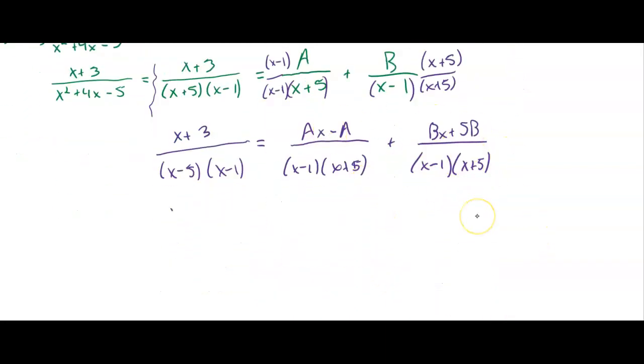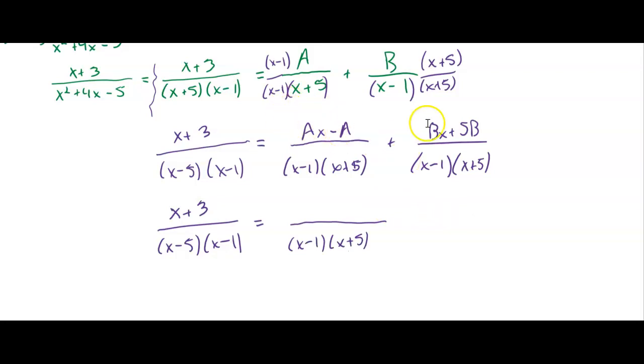The left side is going to stay the same, x plus 3 over x minus 5 times x minus 1 equals, all right, so what do I have? I've got x minus 1 times x minus 5, or sorry, plus 5. And then look, I've got ax plus bx. I'm going to write it in that order. And then I've got minus a plus 5b.